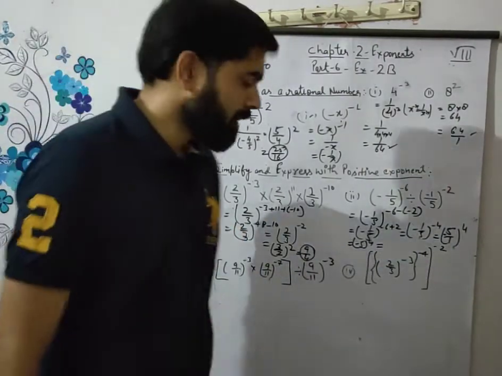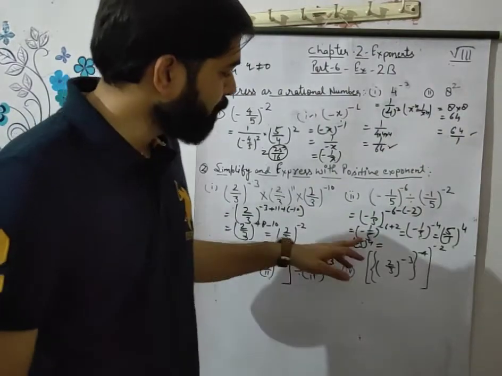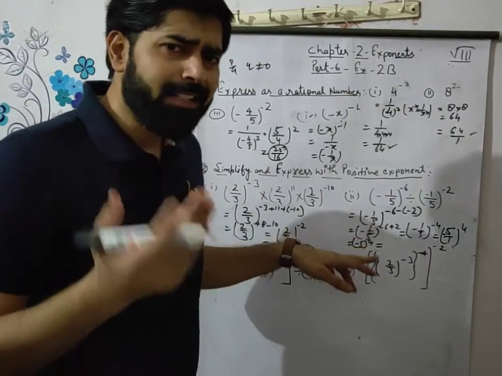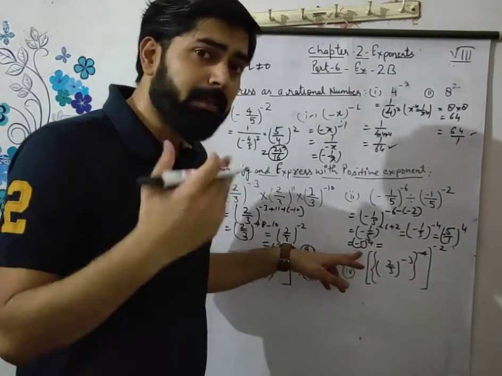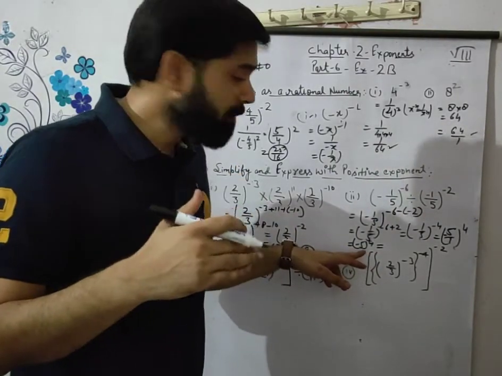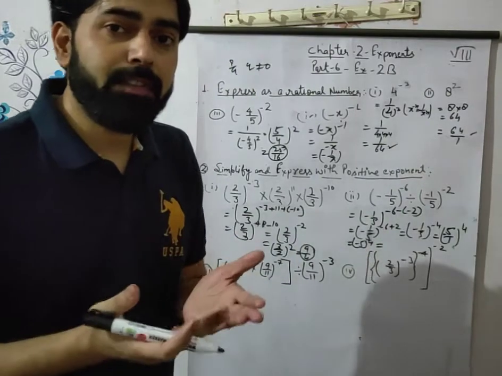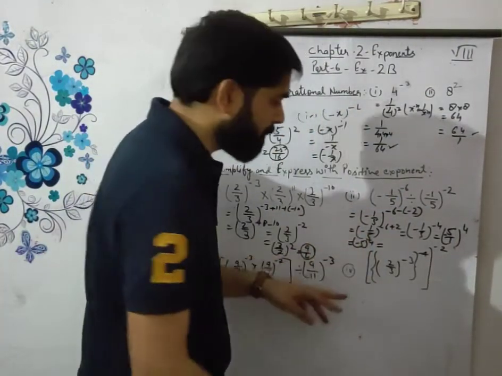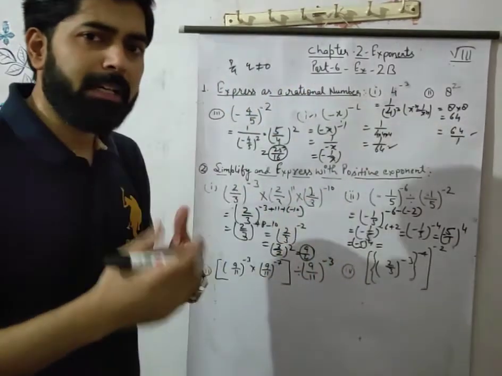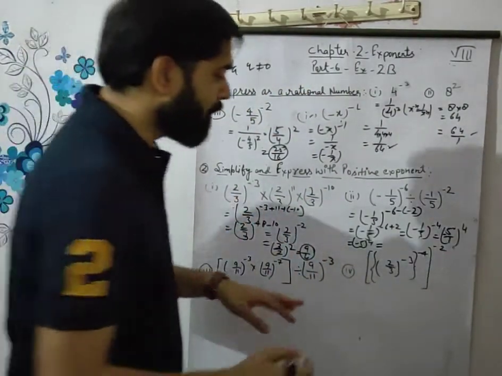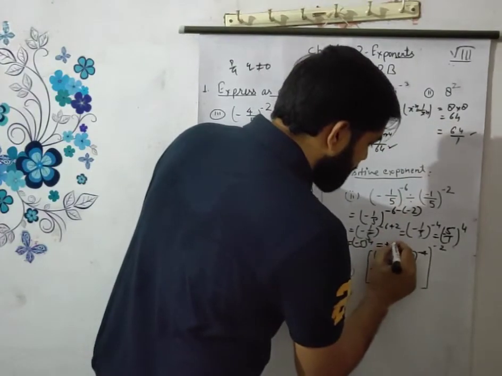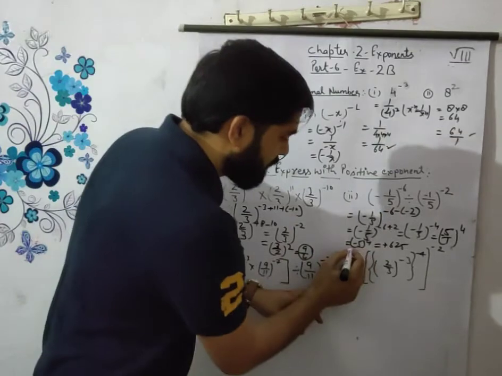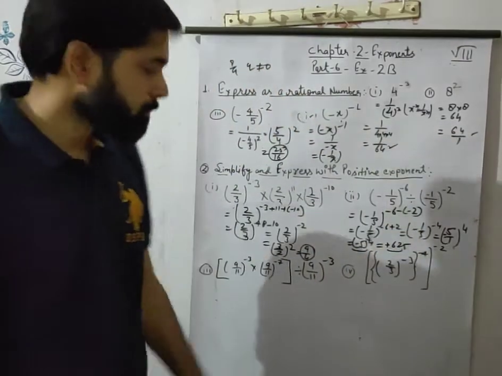4 times. And listen students, keep in mind, if the power of a number is even, then even if the base is in negative form, the answer will always be in positive form. So what is here? Minus 5 to the power 4. 4 is an even number, so minus 5 multiplied 4 times gives us 625, or you can say plus 625. You can write either of the two answers.